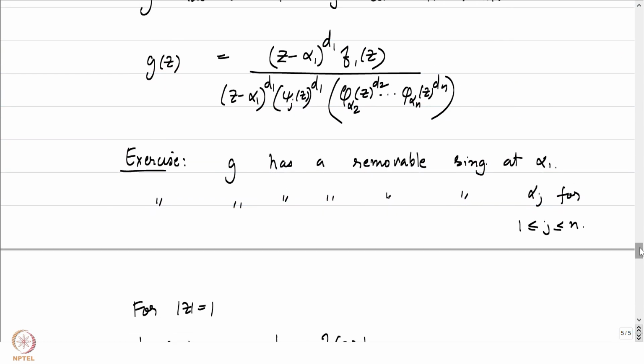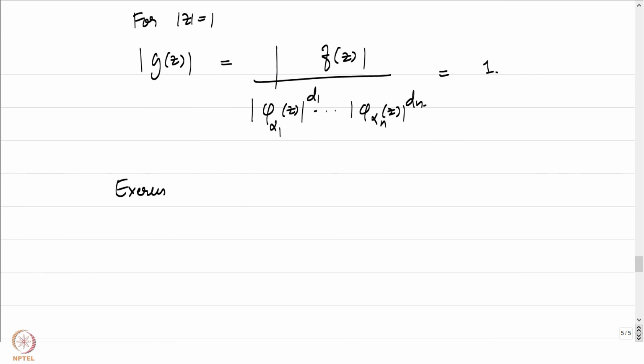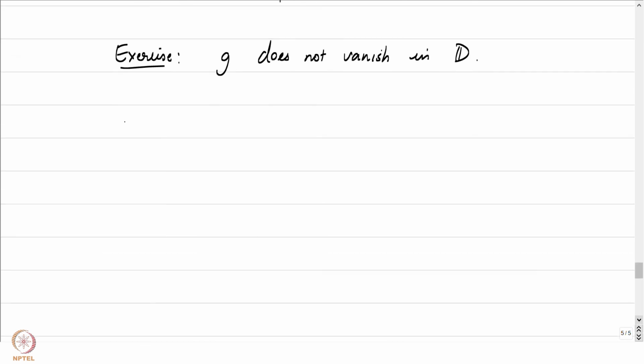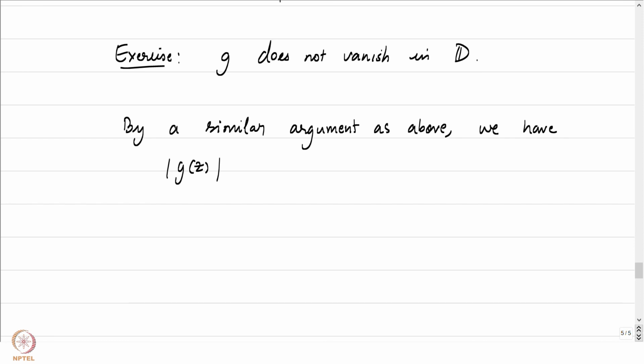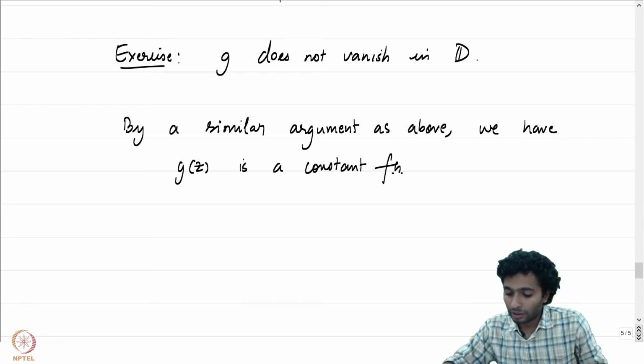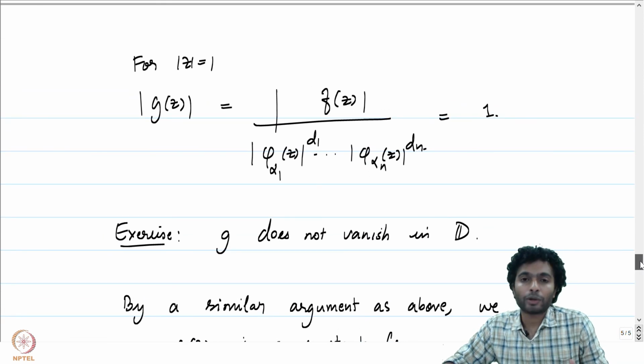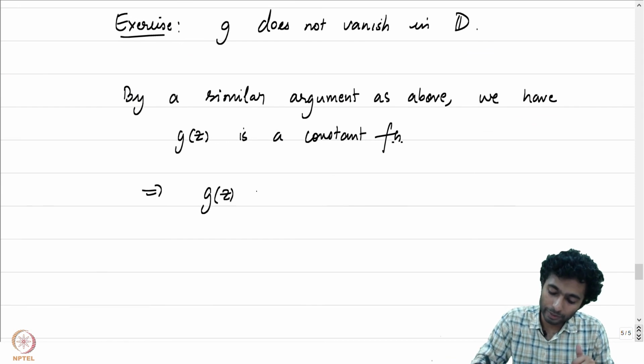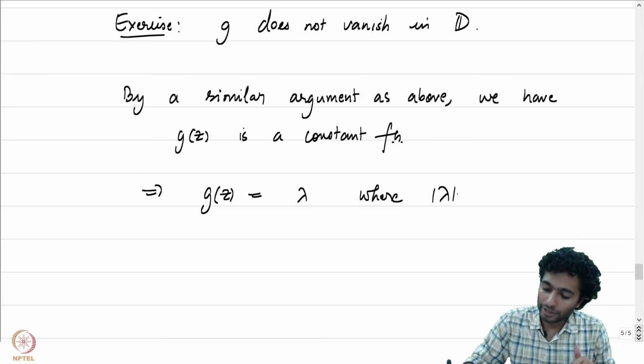But notice what we have done here. So again, next exercise for you: g does not vanish in the unit disk, and by the maximum modulus principle argument, by a similar argument as above, the absolute value of g of z is a constant function. We also know that the absolute value of g of z is equal to 1, and therefore the constant has to be a point on the unit circle. So this means that g of z is equal to some lambda where the absolute value of lambda is equal to 1.